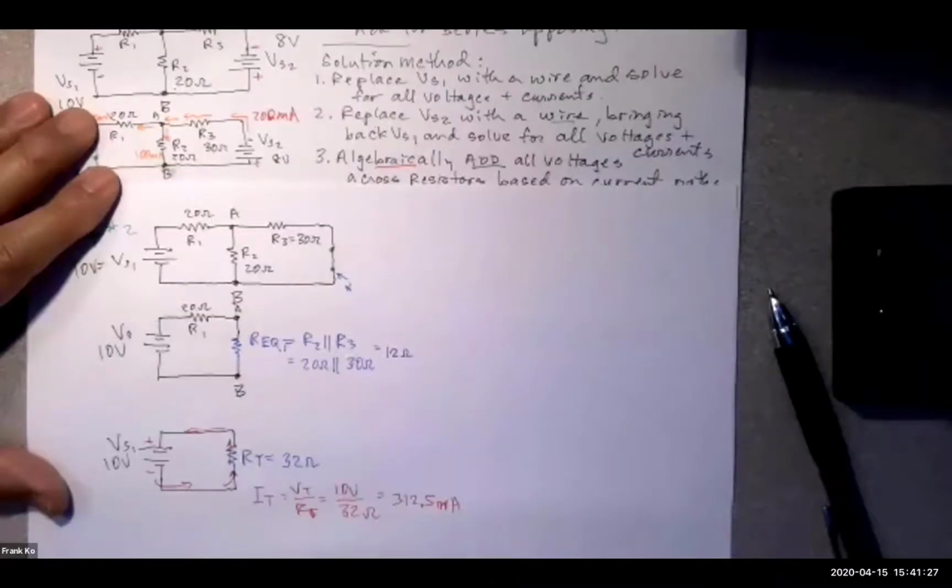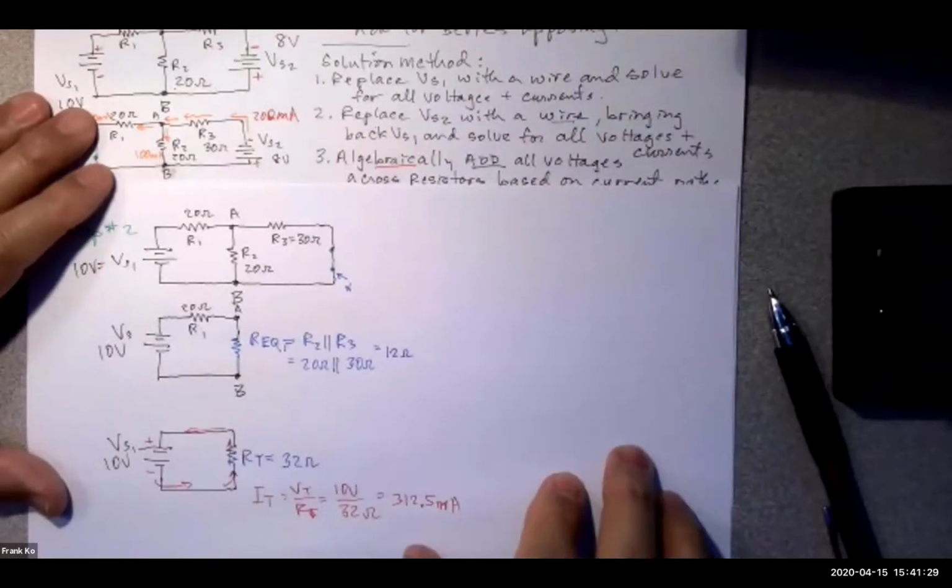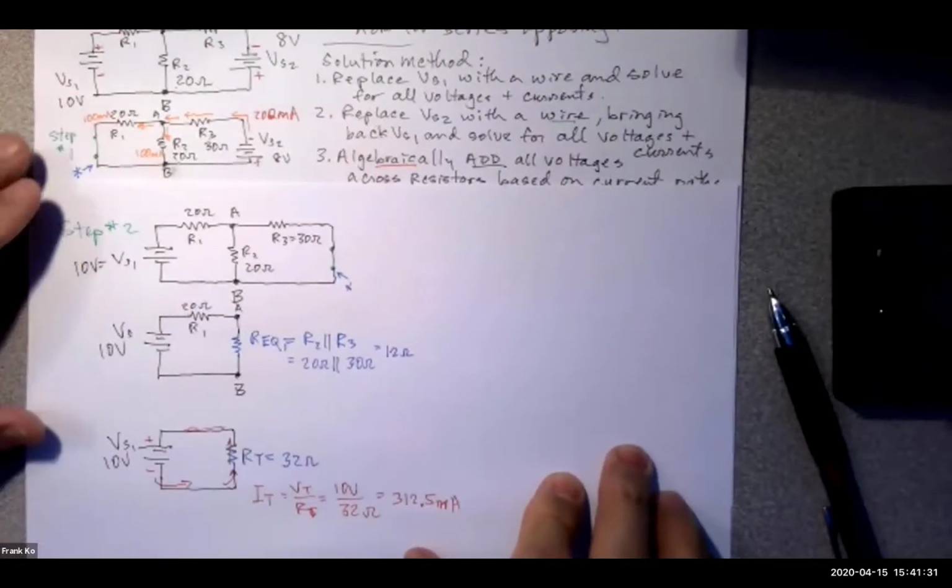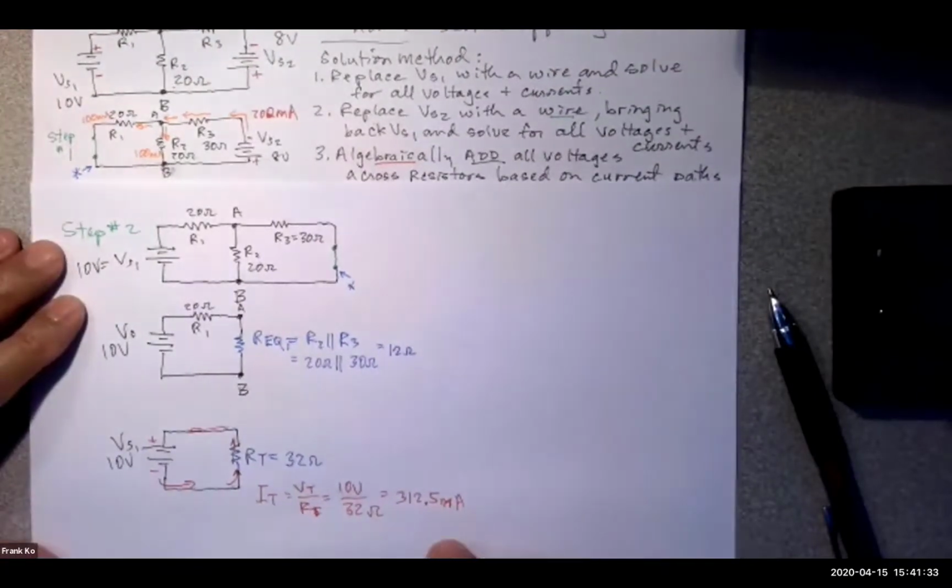I see. Okay, are we good with that method? Yeah. Okay, good question. If at any point in time there's a number you don't quite get, I'll be happy to review it with any of you. Okay, we're good with the 312.5 milliamps in the circuit, yes?